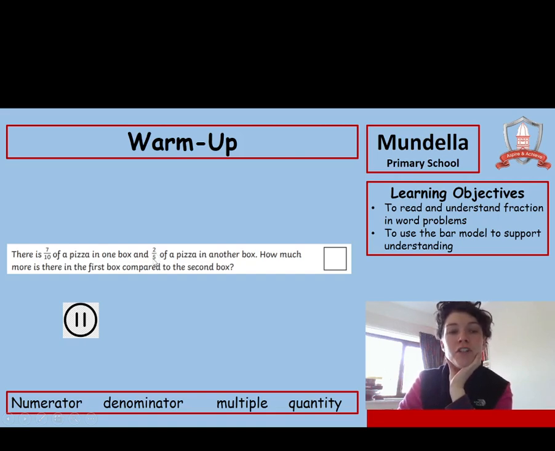And whatever I do to the denominator, I've also got to do to my numerator. So, having worked out that 2 fifths is equivalent to, well done, 4 tenths, I'm now in a position to be able to subtract the fraction from the 7 tenths. 7 tenths subtract 4 tenths leaves me with, very good, the answer is 3 tenths.